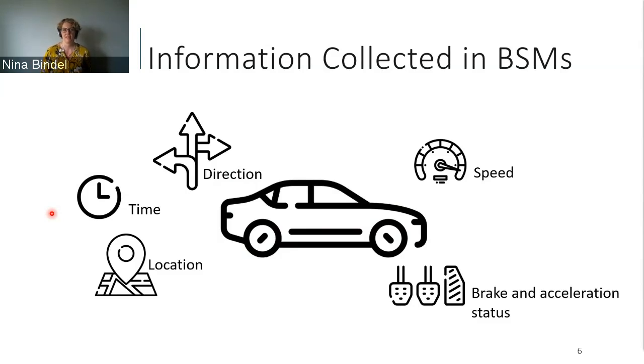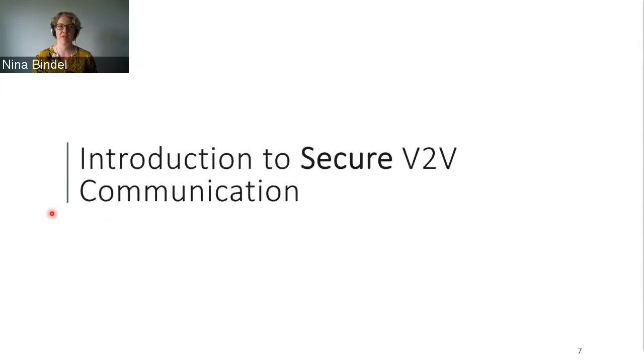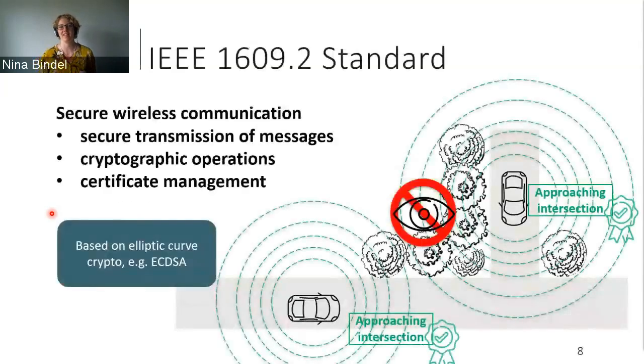So how do we add security to V2V communication? Well, of course, by adding another standard, the IEEE 1609.2 standard, which describes secure wireless communication. In particular, it describes how to securely transmit these messages, the cryptographic operations that are needed, and also, very importantly, the certificate management. At the moment, these standards are based on elliptic curve cryptography, such as ECDSA.